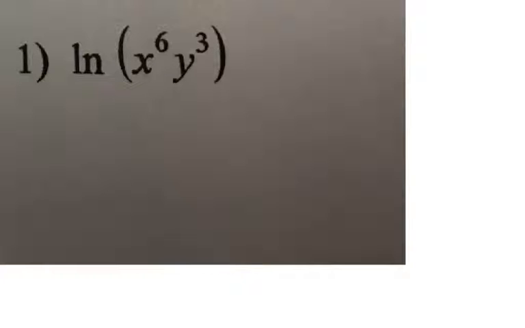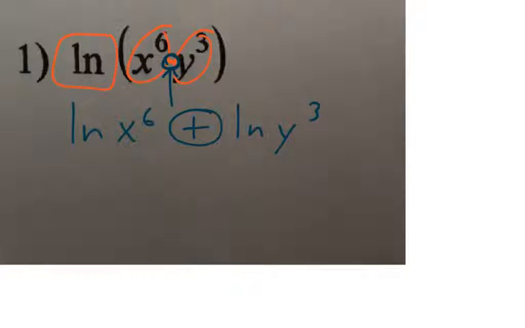Notice I have x to the 6 times y to the 3. This, by the way, is natural log. It's a log function, so just know ln is natural log. I can now write this as natural log of x to the 6 plus natural log of y to the 3. Why? Because when we multiply with exponents, we actually add. So that's the logic.